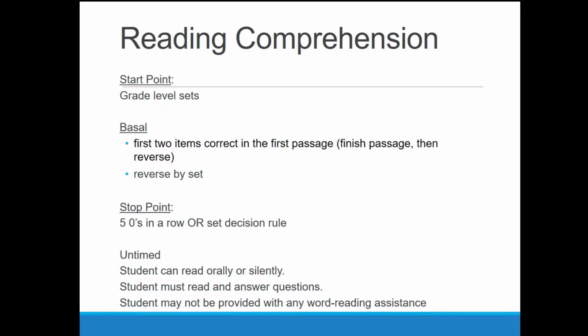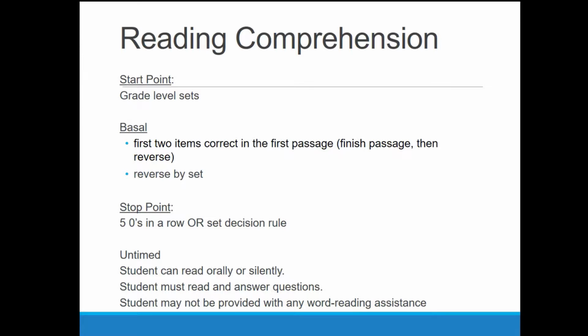The basal rule is that the student has to answer the first two items correctly. If the student answers the first two items correctly, subsequent items are administered. If the student does not answer the first two items correctly, the remaining items related to that passage are administered, and then the examiner reverses by set.